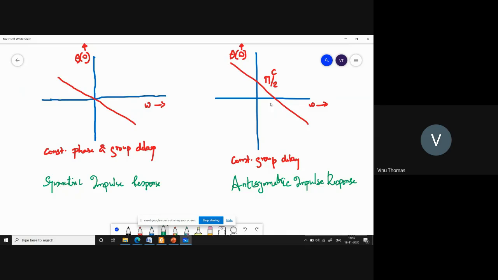So the shape of the output signal is preserved if the phase characteristic is linear, and whether it passes through the origin or whether it passes through an offset like this is irrelevant, because the shape of the signal will not be distorted because of phase distortion. Okay, so we will move on to 4 cases of these kind of filters which offer linear phase.